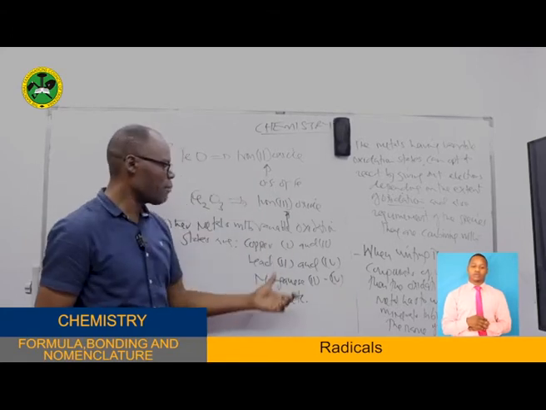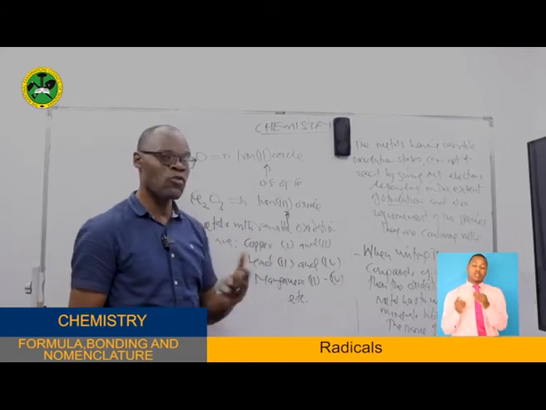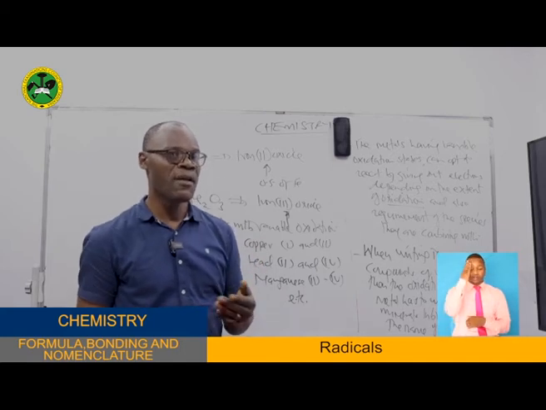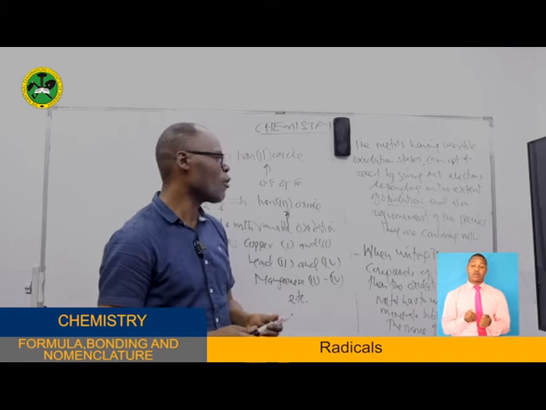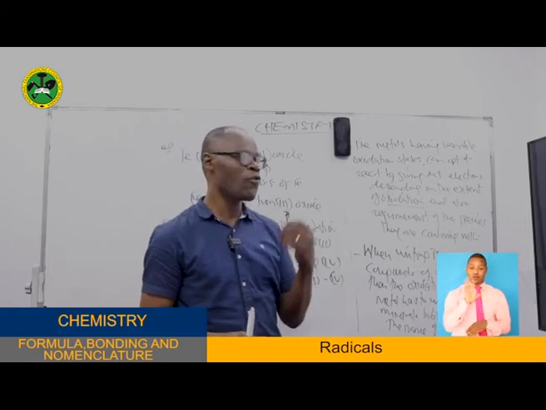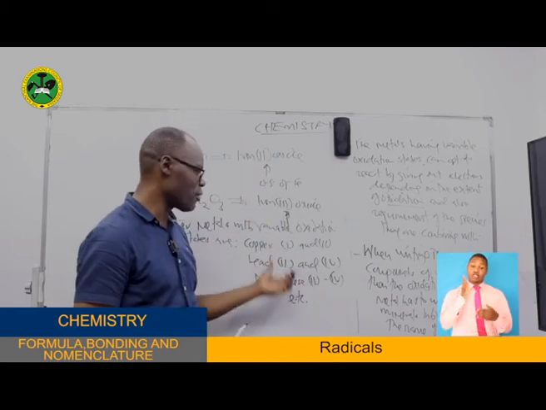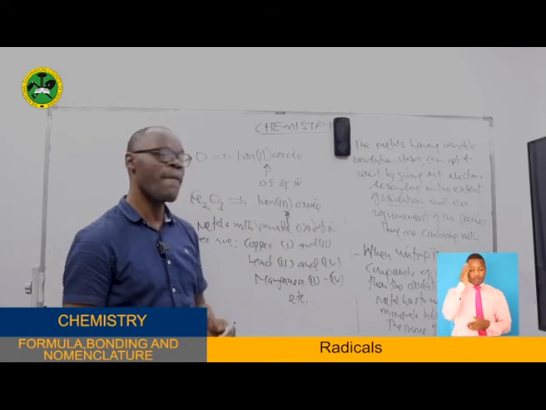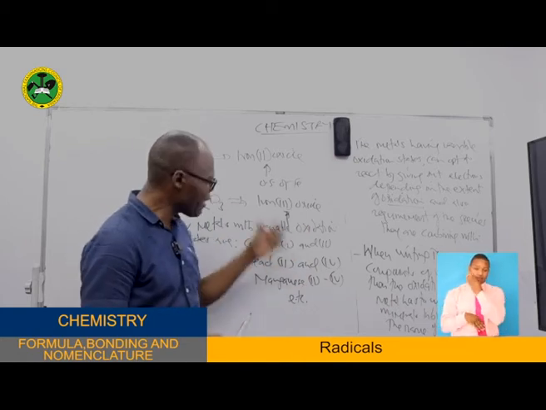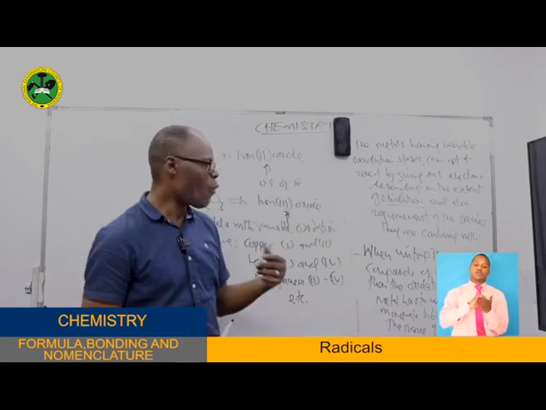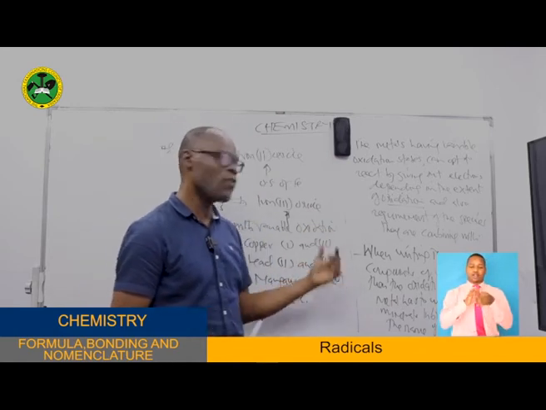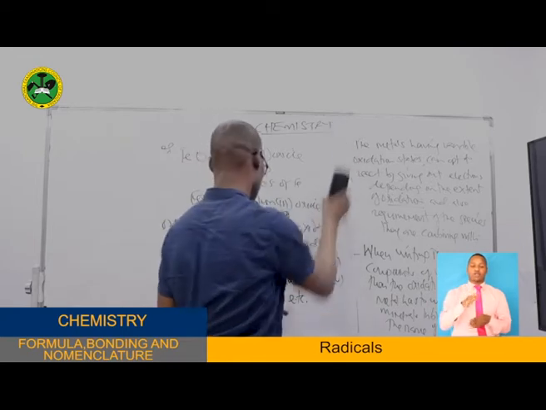Now, these metals which have variable oxidation states, you're supposed to master them because they are not very many. And if you have experience and use them all the time, then you will be able to remember them all the time. Because at the end of the day, in most of your exams, you'll find these metals in writing their compounds and calculating their oxidation states. So let's look at a few examples on how to write the formulas of compounds where radicals are used in the formulas.